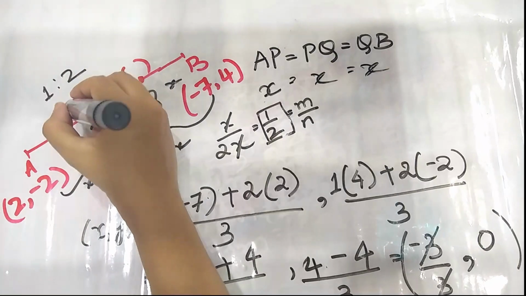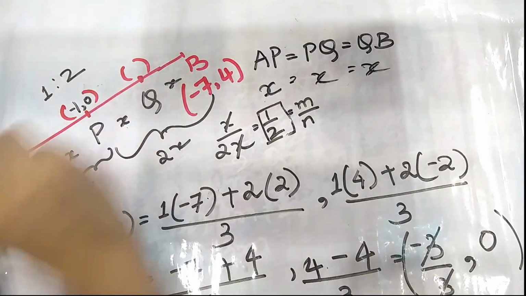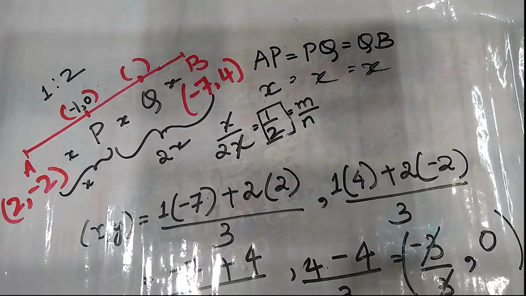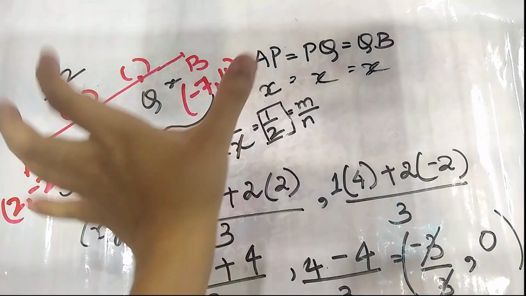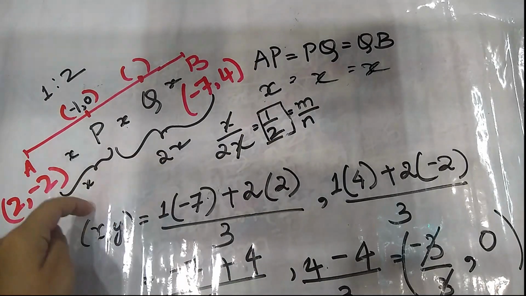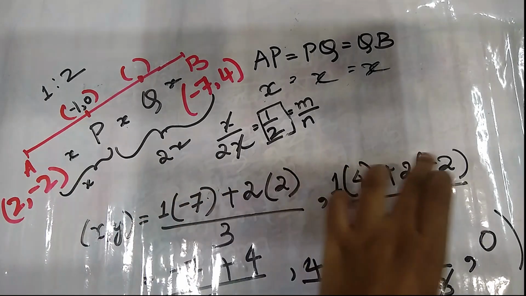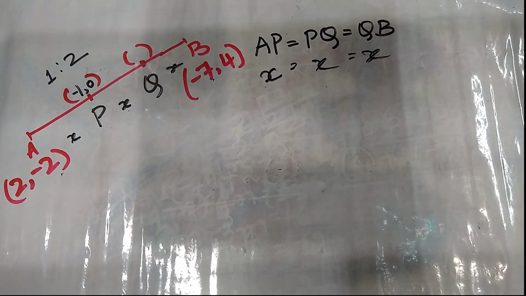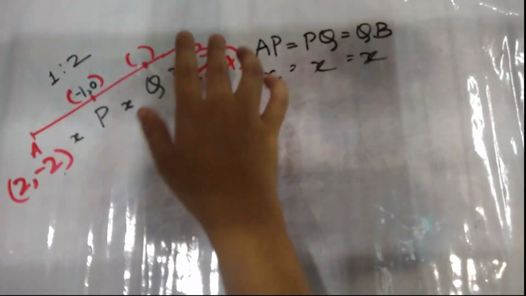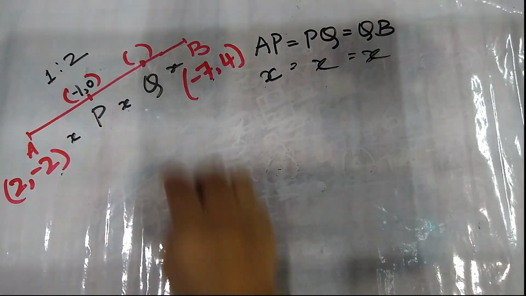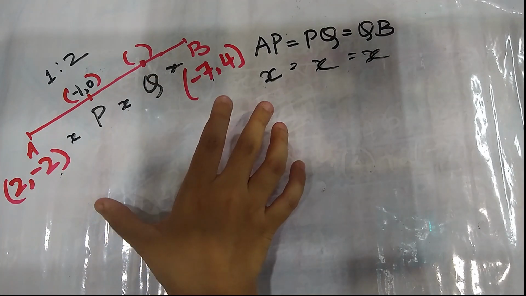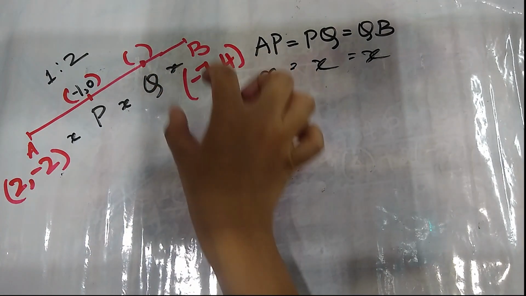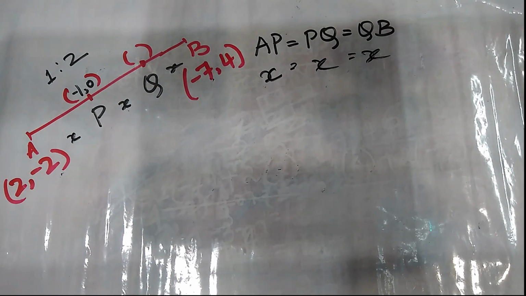So let me just write that down. Minus 1 comma 0. How did we figure out this coordinate? By using that trisection property, we found out the ratio and then we figured out the coordinate using the formula. Now let us do the same thing for Q. Just as we figured out the ratio for AB being divided using this point P, we can find the ratio of AQ and QB using the same trisection property.